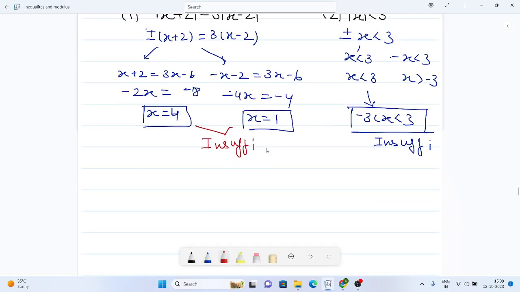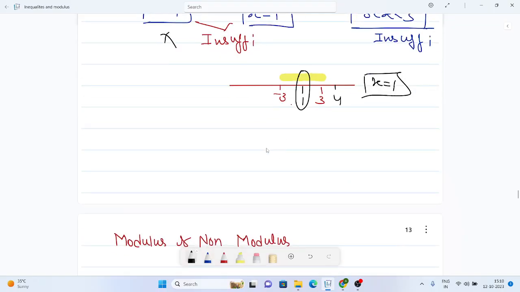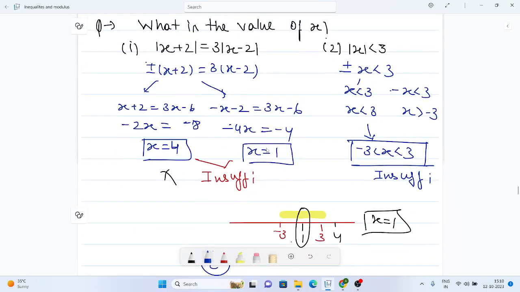Now if I combine both together, so he says x is between minus 3 to 3, x is from here to here, and here we got two solutions, x is 4 or x is 1. So from here this is discarded and I got x equal to 1. So both combined are sufficient, and if both combined are sufficient, you get the answer C. So please note down this, then we move forward.